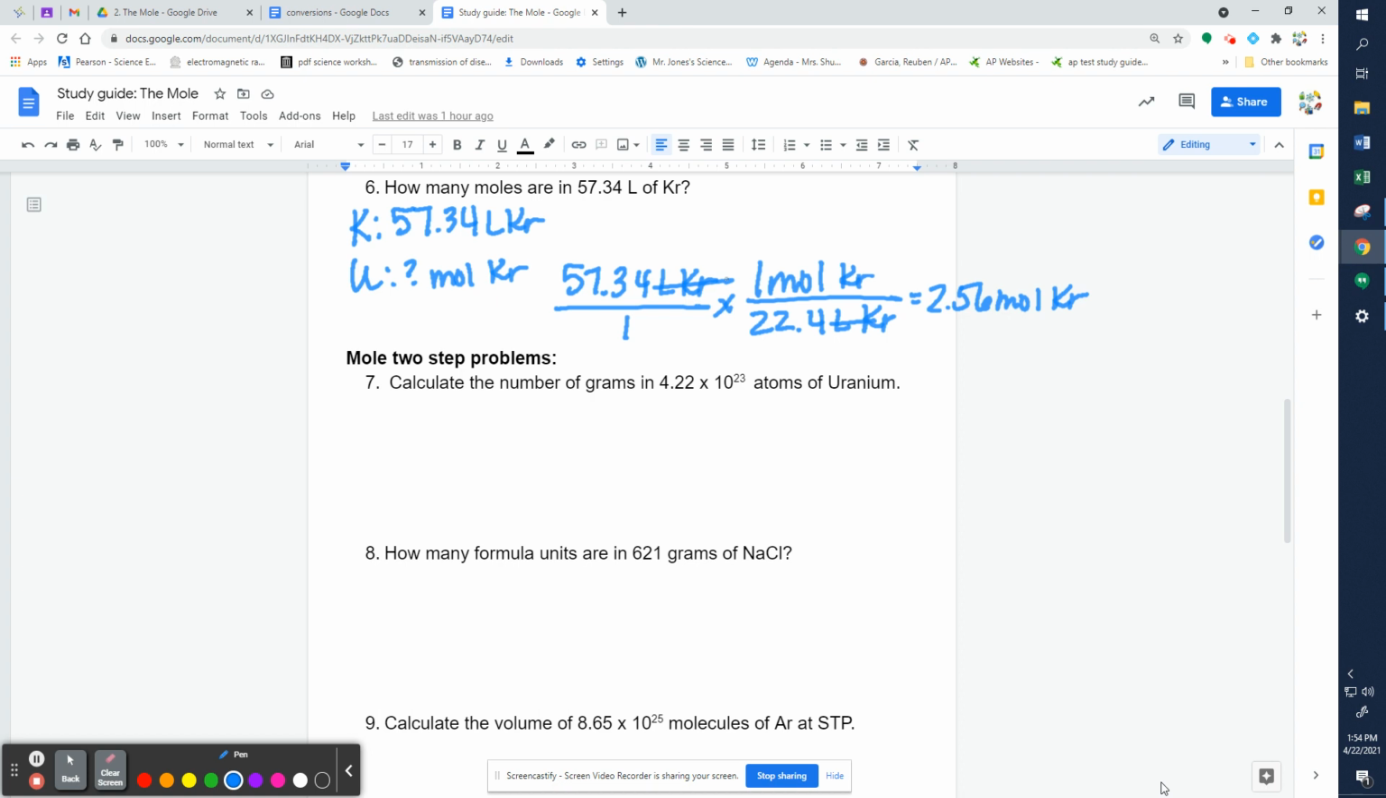Number 7, our first two-step problem. We have, calculate the number of grams in 4.22 times 10 to the 23rd atoms of uranium. So my known, my unknown. Now I'm going to put my known over 1, just like always.